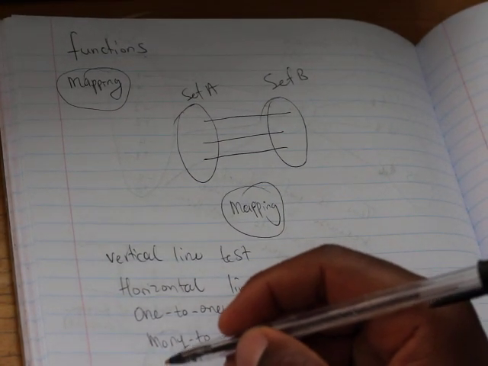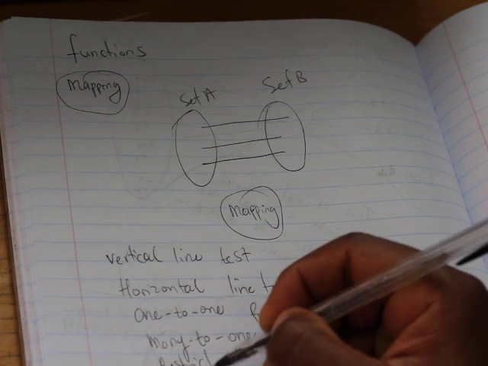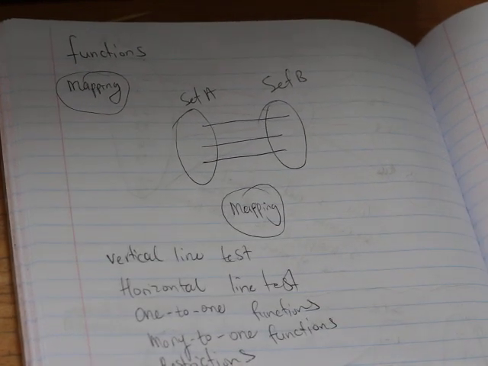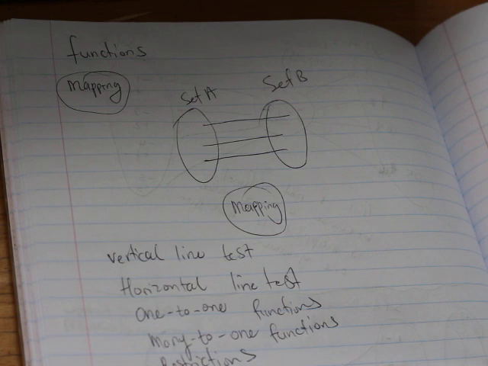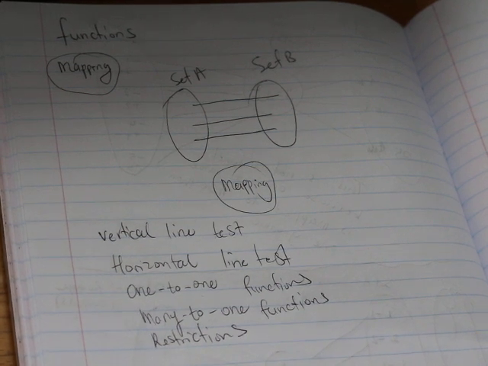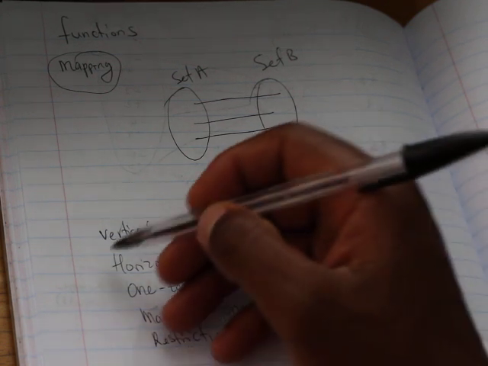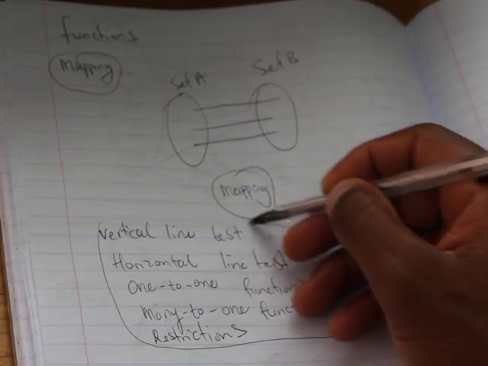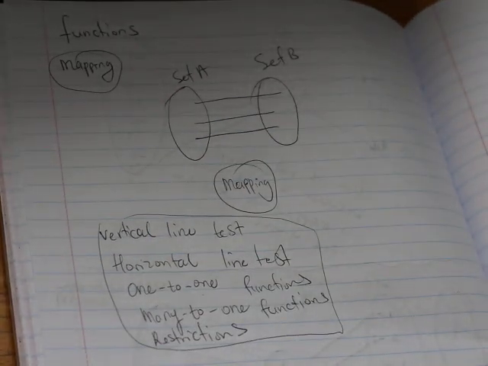I also want us to talk about restrictions, because there's mappings that can be restricted to become functions. Do you understand? In other words, sometimes we look at a mapping and we know exactly what's making it not to be a function. Then we get rid of that, then it becomes a function. Do you understand?